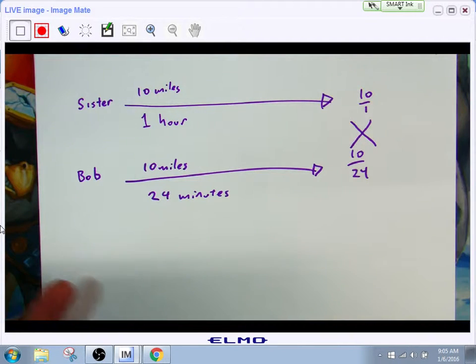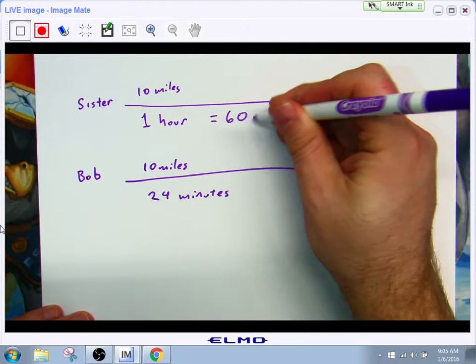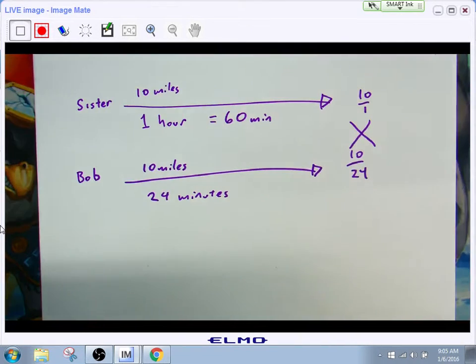You could, absolutely. That's a very easy way of doing it. So instead of 1 hour, I would say 60 minutes. Yes? Yeah, the miles are still the same.